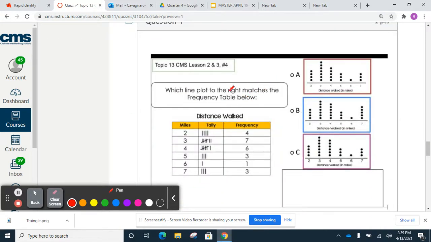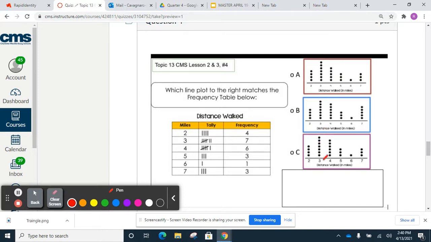Next question, 4. Which line plot to the right matches the frequency table below? So we've got to check. So for 2 miles, okay, we should have 4 tallies. 1, 2, 3, 4. That checks out. For 3 miles, we should have 7 tallies. 1, 2, 3, 4, 5, 6, 7. That checks out. So that one checks out.